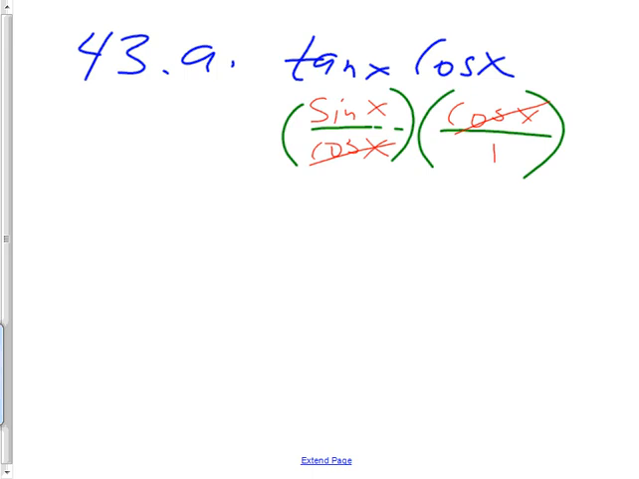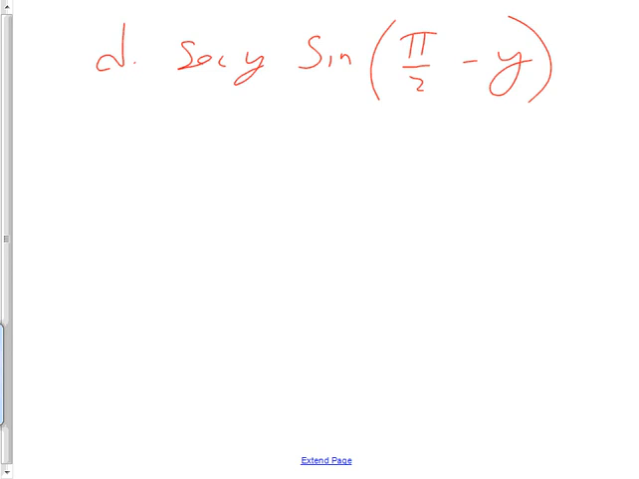All right, so I was asked about D as in donkey. I'll help you with that one. Secant y times sine of pi over 2 minus y. I know right away what I'd do. I see this big sine of pi over 2 minus y. Do you recognize that one? That's one of those co-function deals. I'll remind you about those.